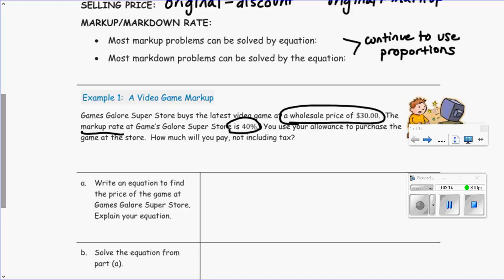So you have to understand what the $30 means. This means that the people, whoever runs the video store, they purchased the game for $30. Are they going to sell it to you for more or less than $30? They're going to sell it to you for more than $30. They want to make money off of it. It only costs the store $30 to purchase. They're going to mark it up by 40%.